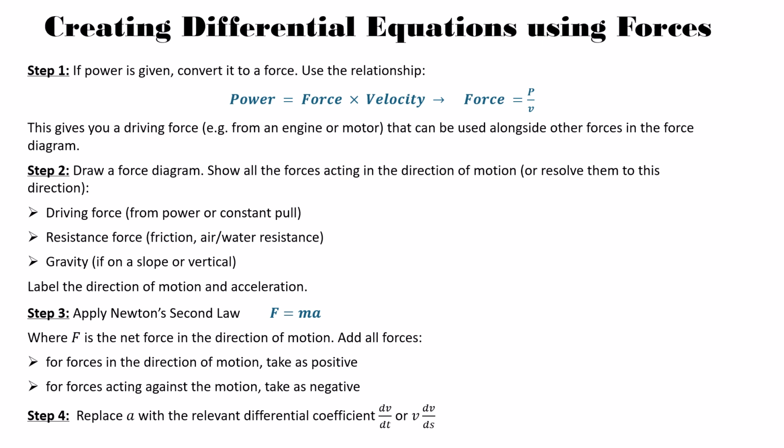Finally, because we're working with differential equations, you want to replace a with whichever differential coefficient we are advised to do. That will be given in the question. So it's either going to be a is equal to dv/dt, the rate of change of velocity, or v dv/ds. That's a way of connecting our velocity to displacement.